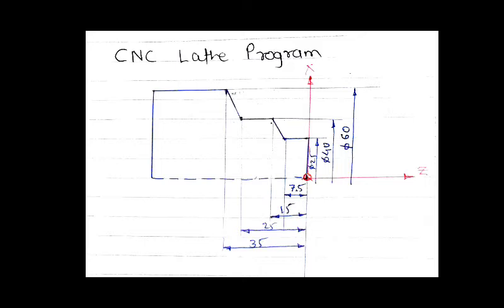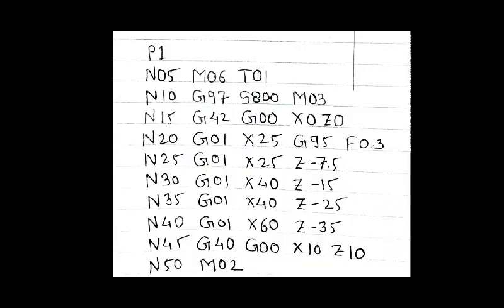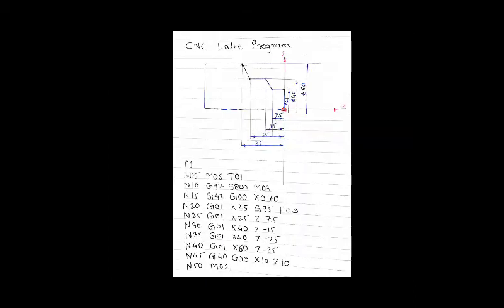Here, if you observe, the horizontal axis is the z axis. As I already said, the spindle axis is always the z axis. And here the vertical axis is the x axis. In this, the y axis is neglected. Here you can see the figure. I have already written the program, and here we are going to see the meaning of each block.